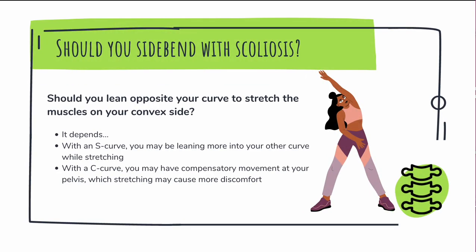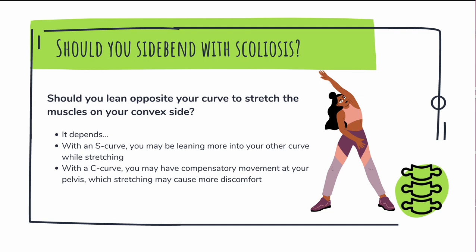This is one I get very commonly. Should you side bend with scoliosis? So let's say that you have a lumbar curve to the left. And often people will tell me, Beth, the right side of my back is so tight. If I lean over to the left side, it makes it feel better. And with this type of stretch, it really depends on the person.